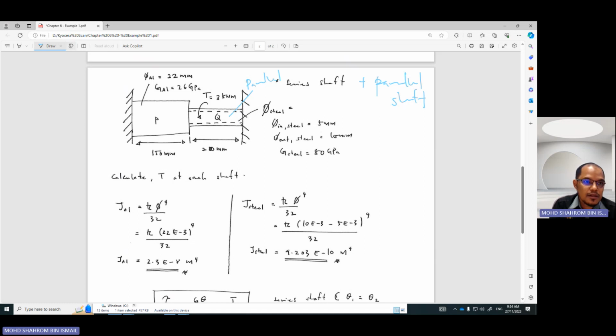But this is not a problem as well. Very easy to solve, no problem, as long as you know the concept and you know what kind of equation that you need to use in order to solve the problem.